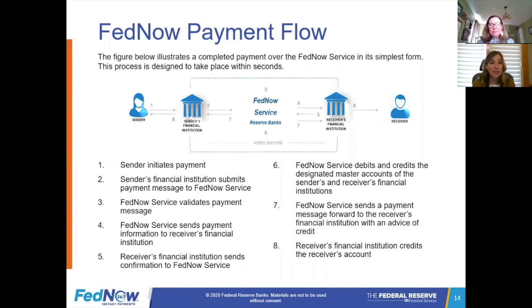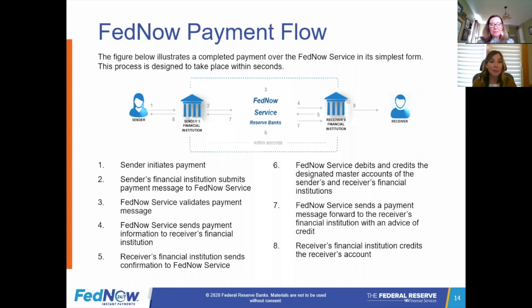Okay, then in step 6, the FedNow service debits and credits the designated master accounts of the senders' and receivers' financial institutions, or it could be their correspondent financial institutions. In step 7, the FedNow service sends a payment message forward to the receiver's financial institution with an advice of credit, and in parallel, it's sending an acknowledgement to the sender's financial institution, notifying it that the settlement is complete.